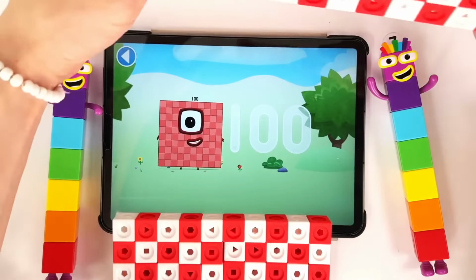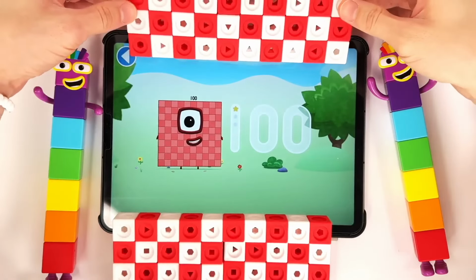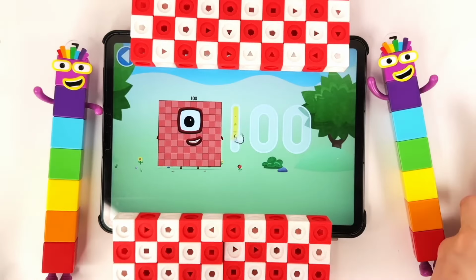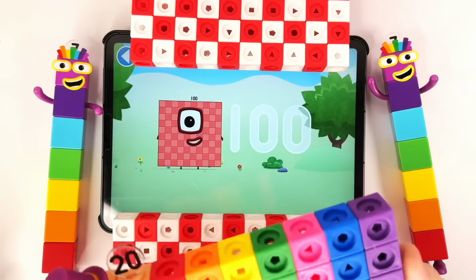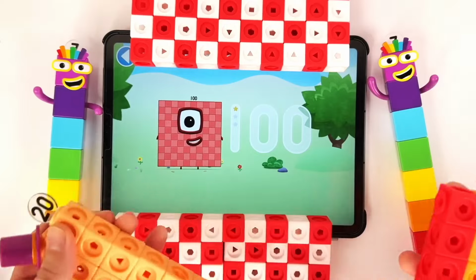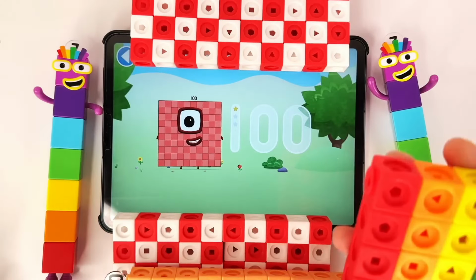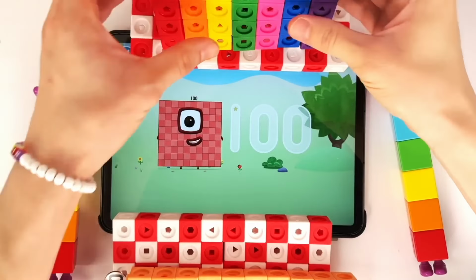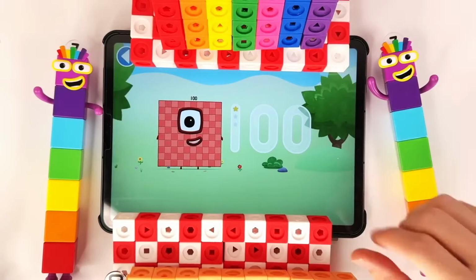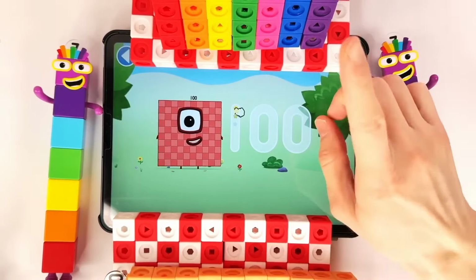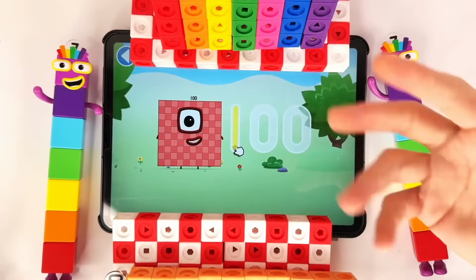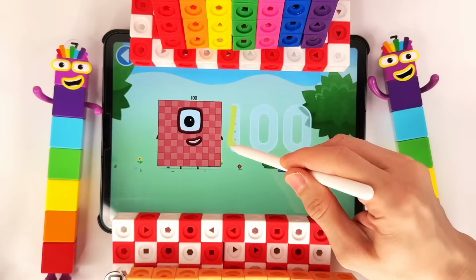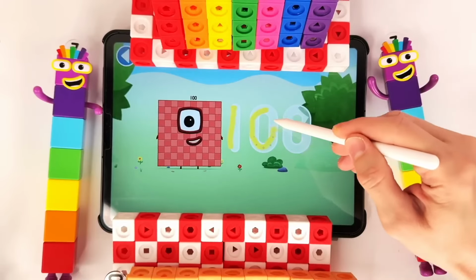100 blocks plus 100 blocks. Use your finger to trace the number. Plus 20 and plus 70 equals 290 number blocks. Try to keep your finger on the screen.